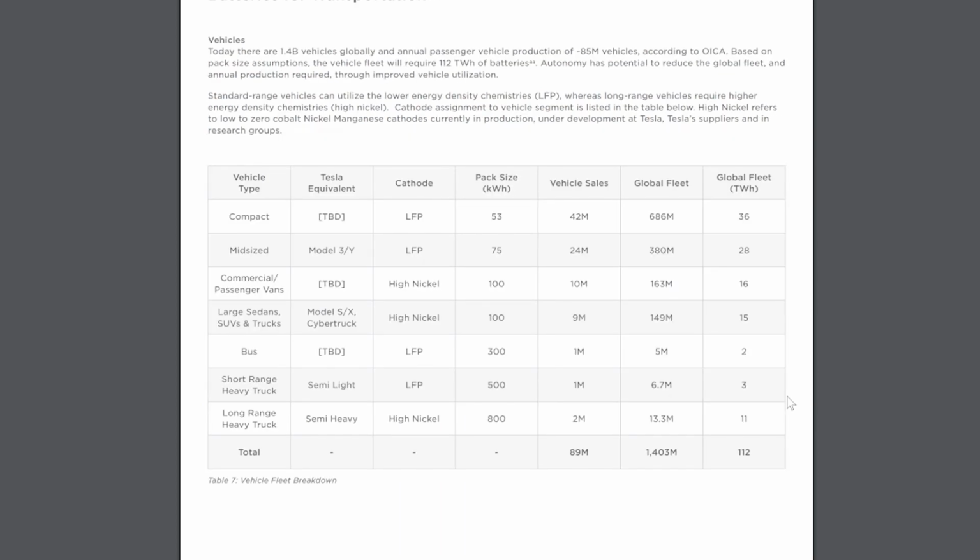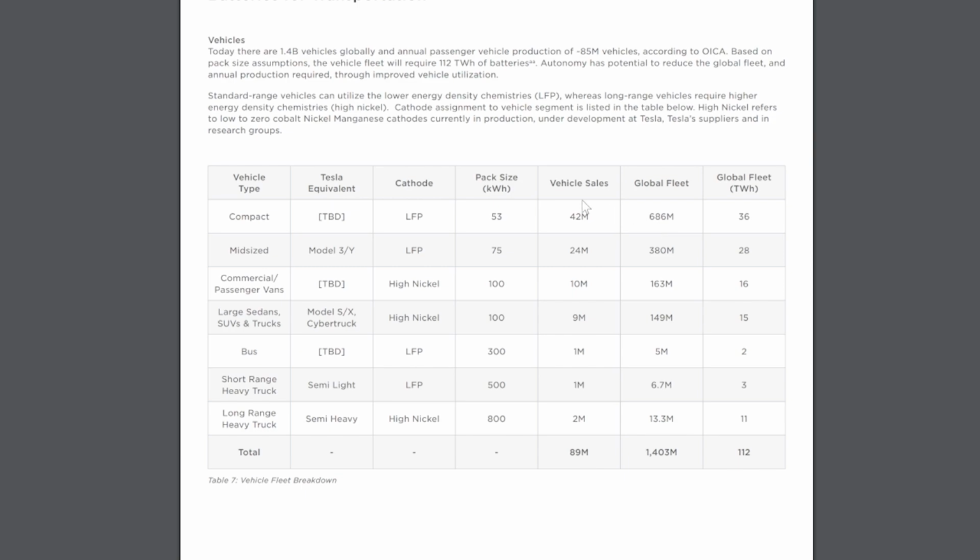Now, this is the chart where there's been a lot of confusion, and I was confused too initially, the batteries for transportation. So this is looking at the worldwide fleet. So it says today there are 1.4 billion vehicles globally, and annual passenger vehicle production of 85 million vehicles, according to OICA, based on pack size assumptions. The vehicle fleet will require 112 terawatt hours of batteries. Autonomy has potential to reduce the global fleet and annual production required, though improved vehicle utilization.